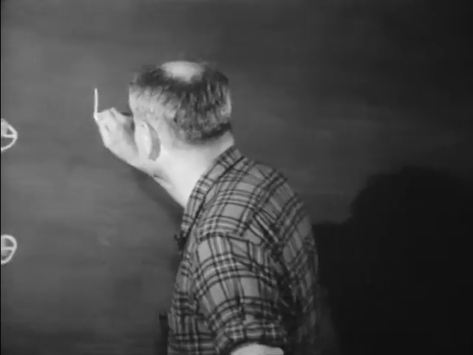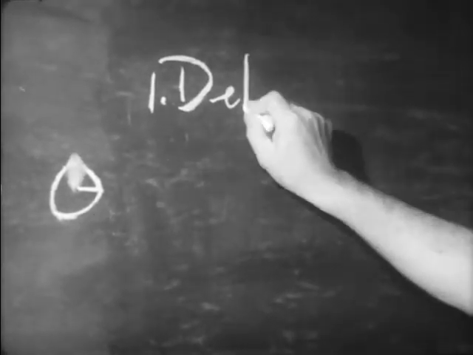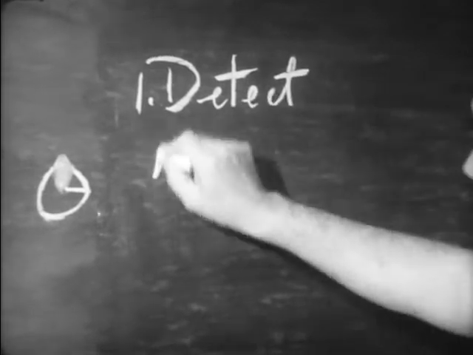These clocks we're going to show you. These are mu-mesons, charged radioactive particles in the cosmic rays. First, we have to detect them. So, detect mu-mesons.